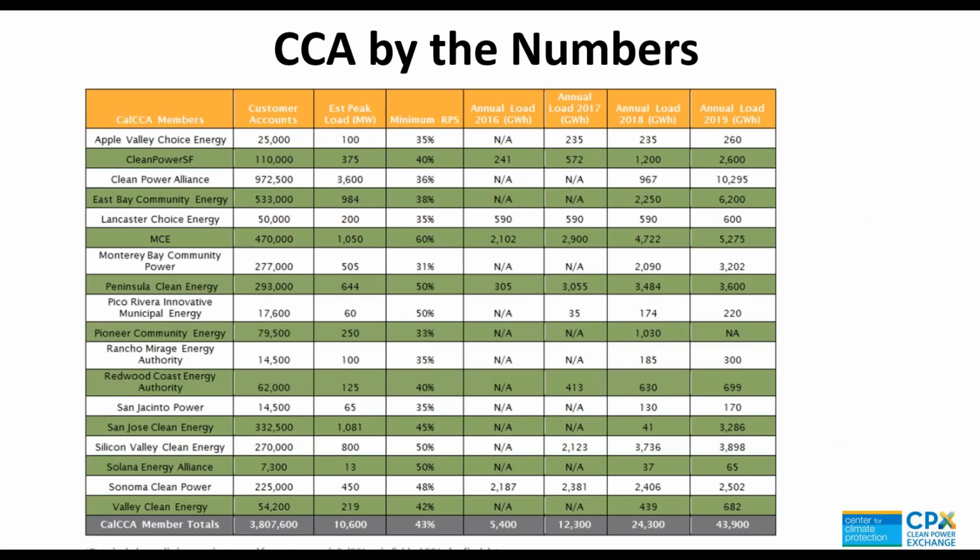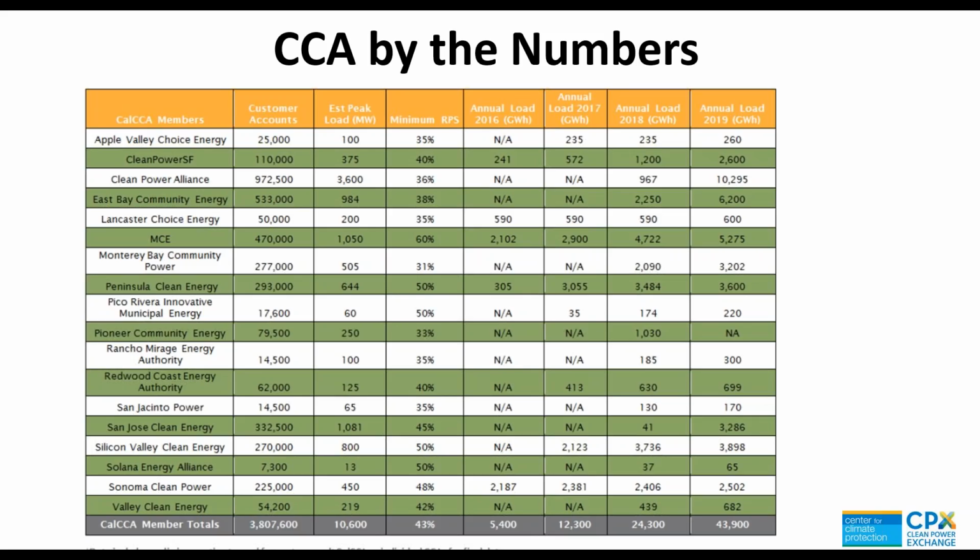You can go to the next slide. And so this is a chart that just gives a little bit of the information about the sizes of the community choice agencies, customer accounts, and load. I think the thing to look at, okay, there it is. There was something blocking the bottom of the chart for me, but I see it now.